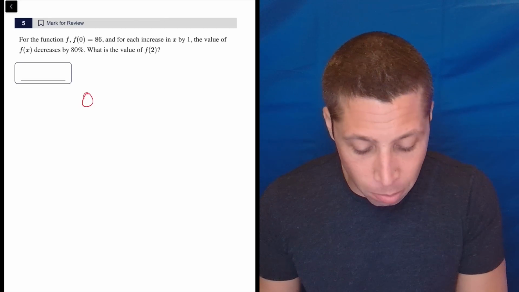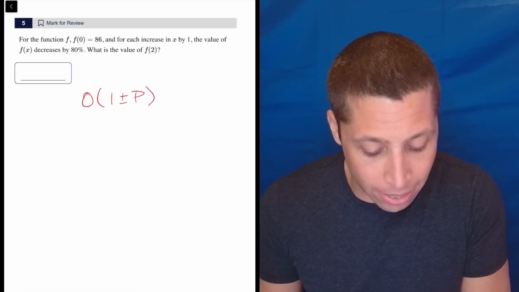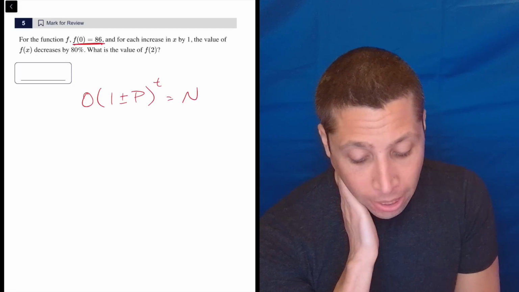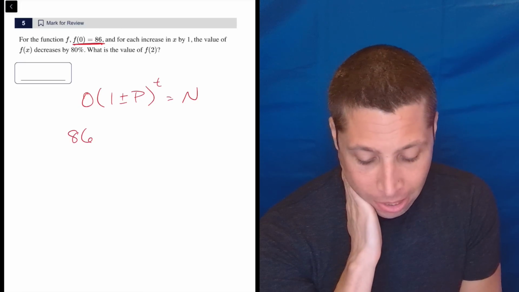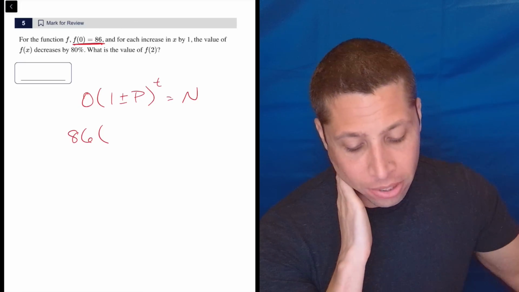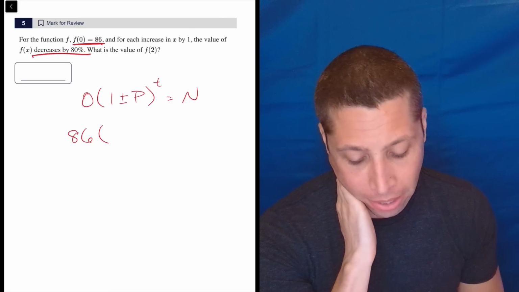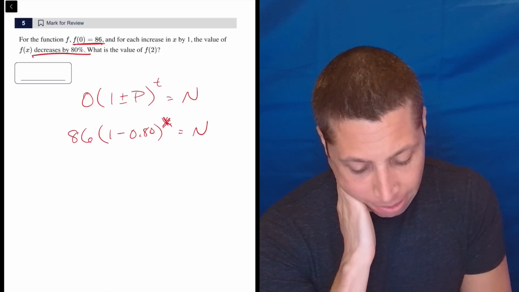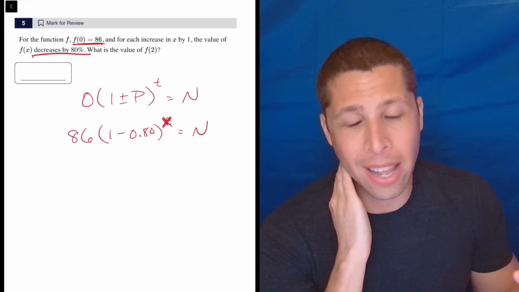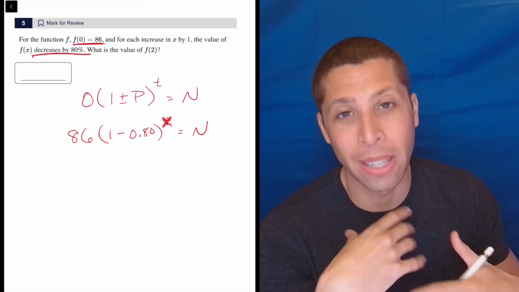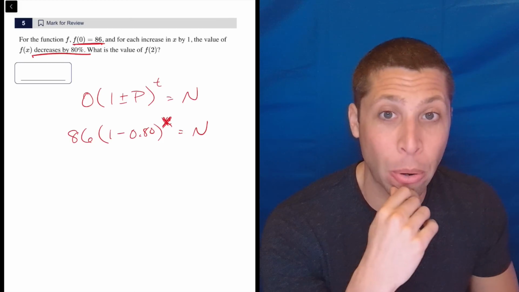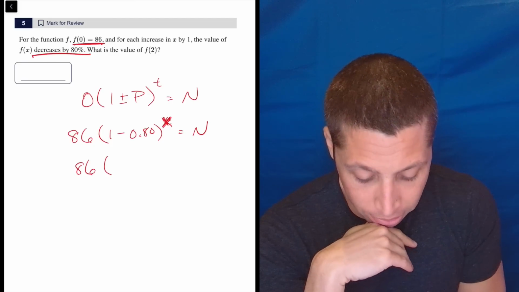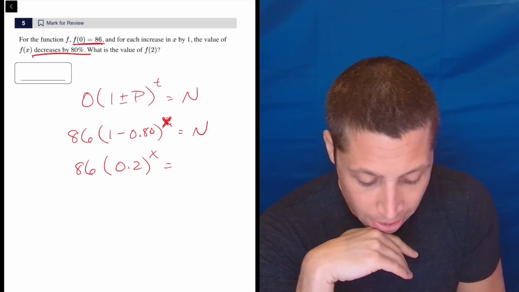So let's start with the exponential equation formula, 1 plus or minus p times o, like this. So we have an original, right? That's what a y-intercept is. So 86 is going to be on the outside. For each increase in x by 1, the value of x decreases by 80%. So that means we can just follow the normal formula here because the x is the t, right? So since it's by 1, it just means that every time we increase the exponent, it's going to make us take another 80%. So the equation's going to look like this: 86 times 0.2 to the x equals n.